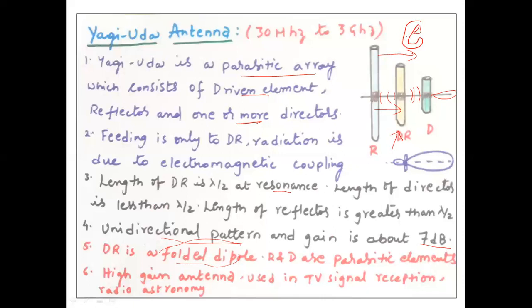Why we have chosen the folded dipole concept is to increase the input impedance. If you go into depth, it takes a longer time. I'll be skipping that point. You can watch my video regarding the Yagi-Uda antenna. Next, this is a high gain antenna. And the point you have to keep in mind is that it is mainly used for signal receiving purposes, and in radio astronomy in those cases.